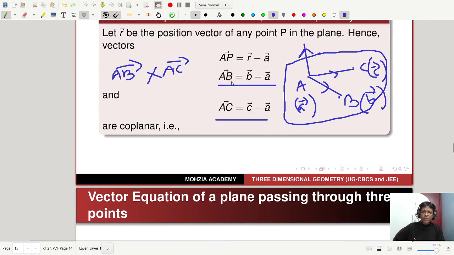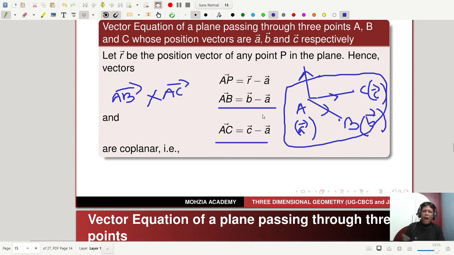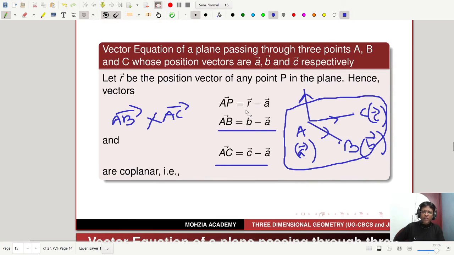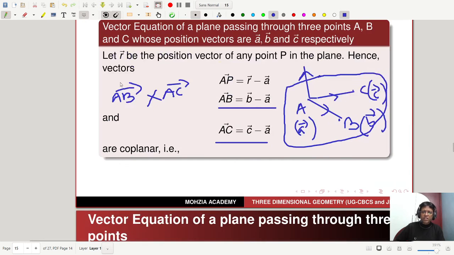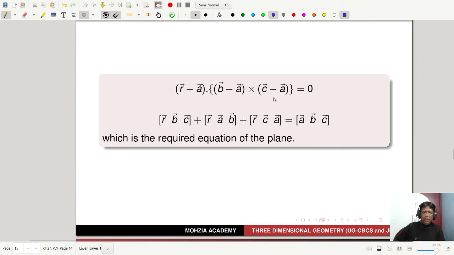Look at that. Your AP, P is any point on the plane, so it will be r minus a, right? The position vector of any point P on the plane. So (r minus a) dot AB cross AC, and AB is your b minus a, AC is your c minus a. Look at that, b minus a cross c minus a, and that will give you the box product. Because if you expand, if you do the calculation, you will get this box product: [r b c] minus [r a b] minus [r c a] minus [a b c]. If you simplify, this is the vector equation of the plane passing through 3 points.